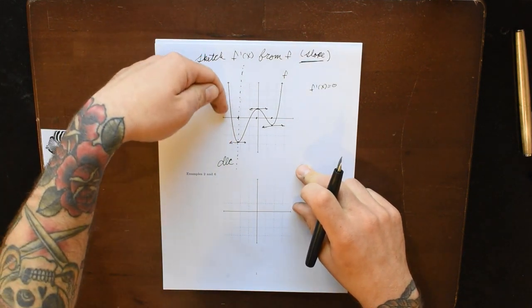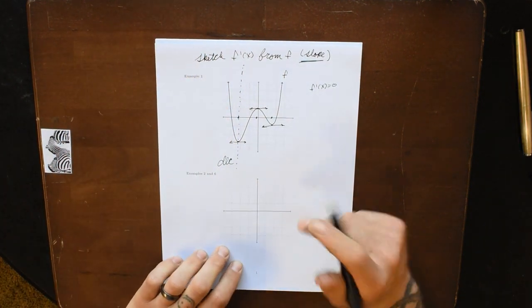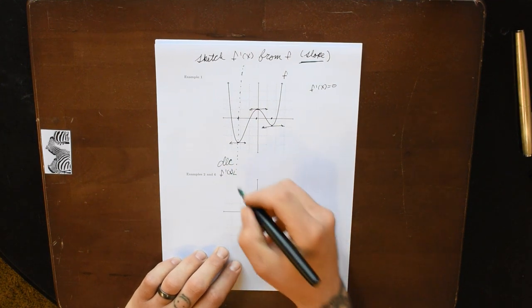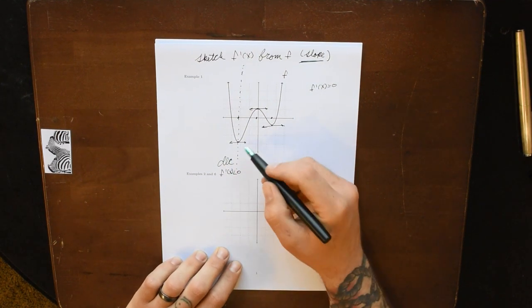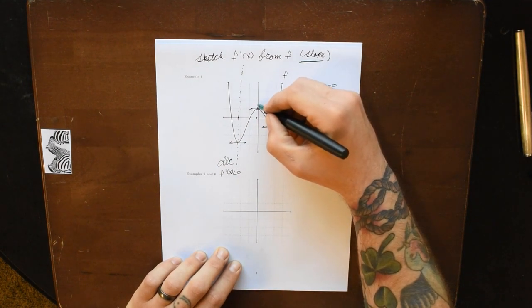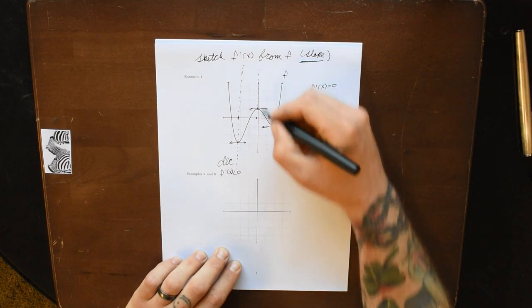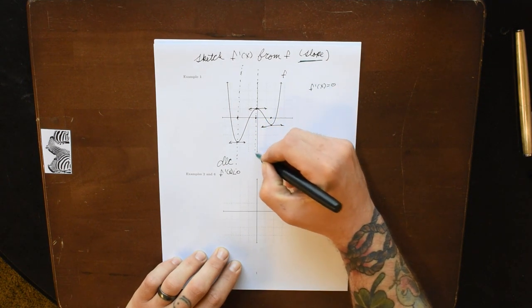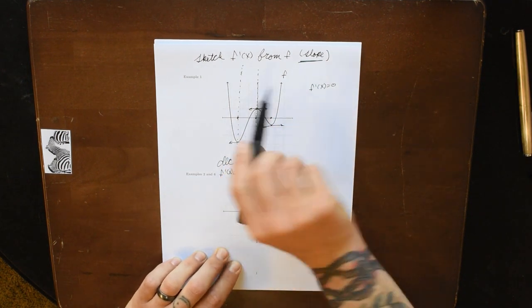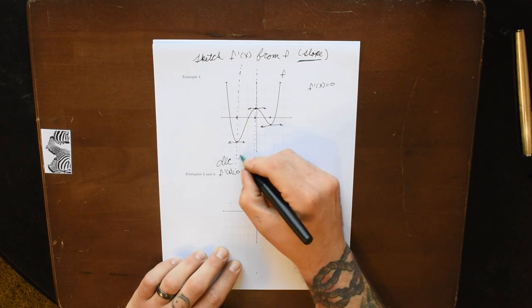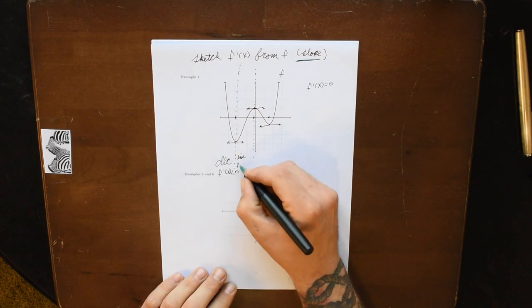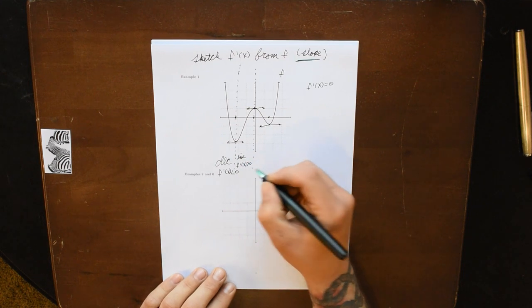So, the function is decreasing. Since the function is going down, the derivative, f prime of x, is going to be negative. Now, from here to here, the function is increasing. Since the function is increasing, the slope of the tangent line is going to be positive. It's going up. So I'm going to write increasing. And what that means is that f prime of x is bigger than 0.